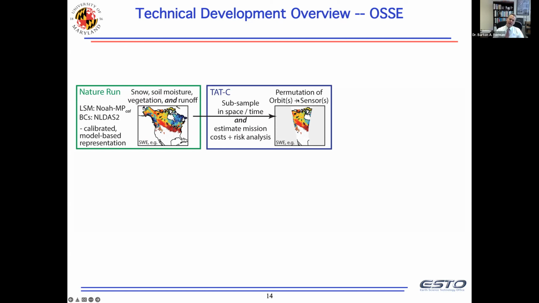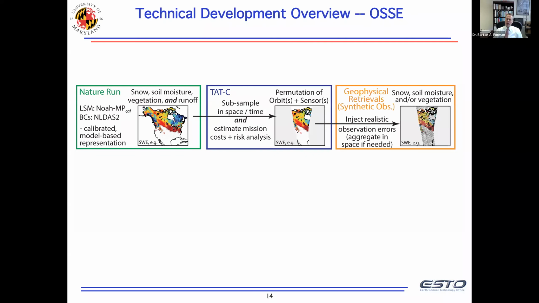And if we have a different sensor, instead of a wide field of view passive microwave radiometer, well, maybe we have a pencil beam LiDAR. Or maybe we have a relatively wider swath synthetic aperture radar. We can get measurements of vegetation, soil moisture, and snow from radiometers, LiDAR, and radars using the same approach. And we'll have different permutations of orbits, different permutations of sensors. And then we will add some error and upscale as needed in space or time in order to come up with a geophysical retrieval, or what we call our synthetic observations.